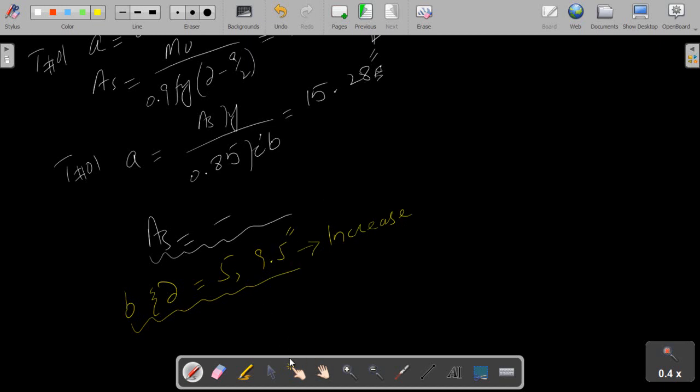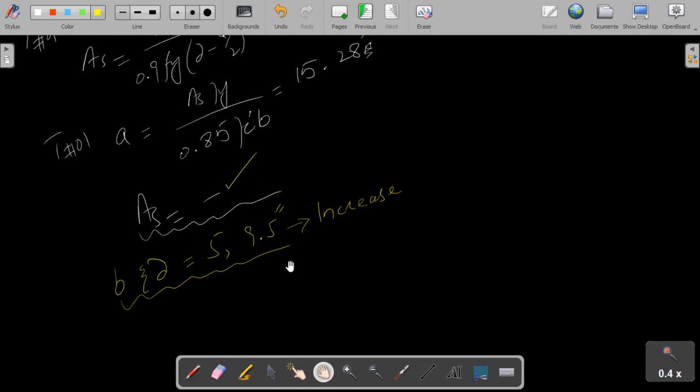So this is the key point which I want to show you people, that you must understand what this negative value means, right? This is the most important point, where almost all students make this mistake. Now we need to increase the B and D values, but remember that if you are increasing B and D, your area of steel ratio is decreasing. Increasing B and D, the steel ratio decreases, sorry.